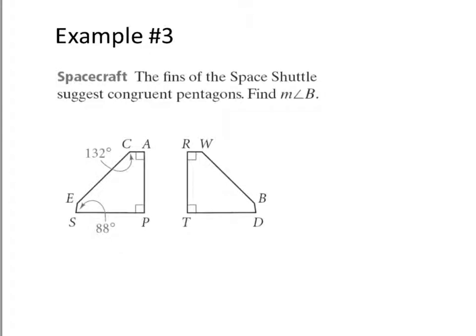In example number 3, I took right from the book. They showed a picture of a space shuttle, and these pentagons down below are the fins, part of the fins on that space shuttle. So basically the question asks, find the measure of angle B, which is this angle in the second fin. So I have pentagon C, A, P, S, E, and that would be congruent to pentagon R, W, B, D, T.